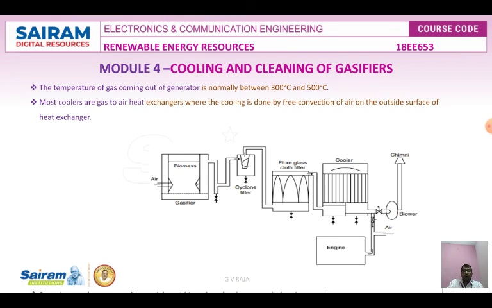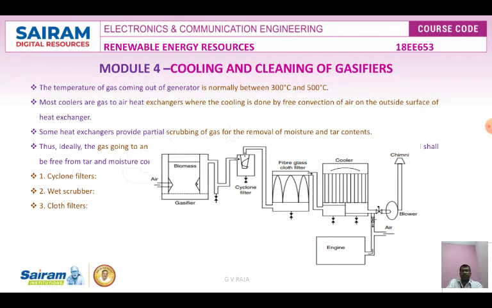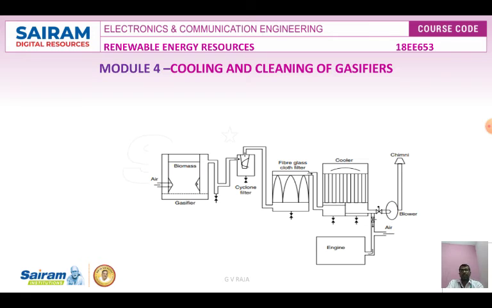Cooling and cleaning of gases. This is the biomass gasifier method, where the biomass is converted into gas. That gas will be filtered first because some moisture content will be there. Second, filters are used, again washing the water or cleaning and drying. Then it will be given to the cooler, then to the engine for combustion, and the chimney for the remaining smoke. So this is cooling and cleaning of the gas.